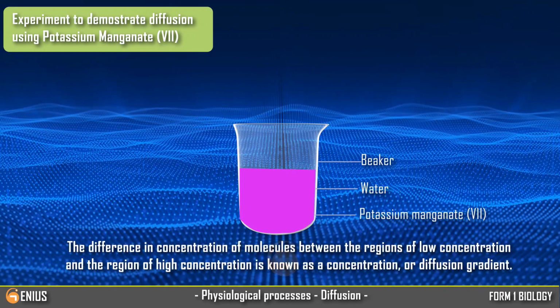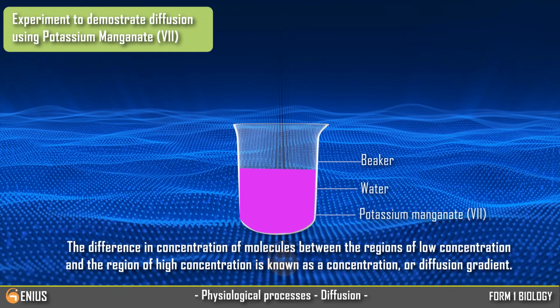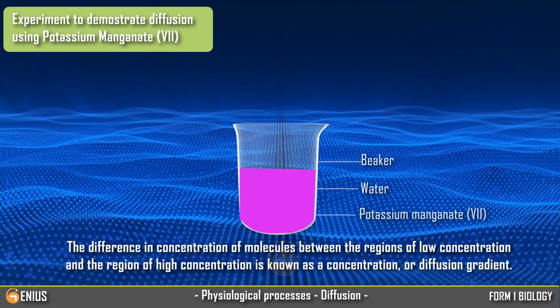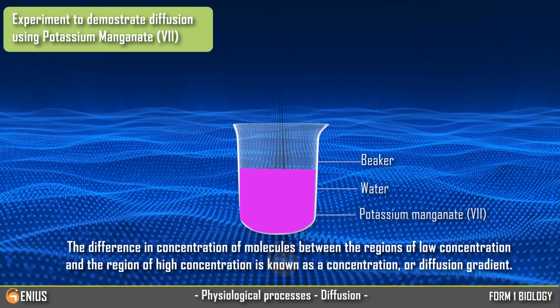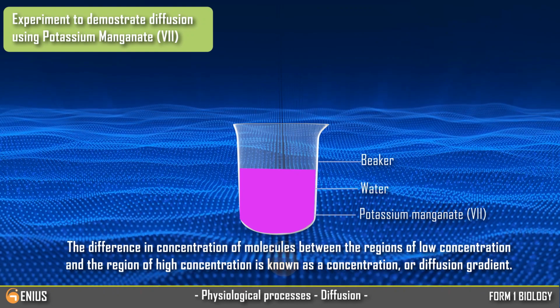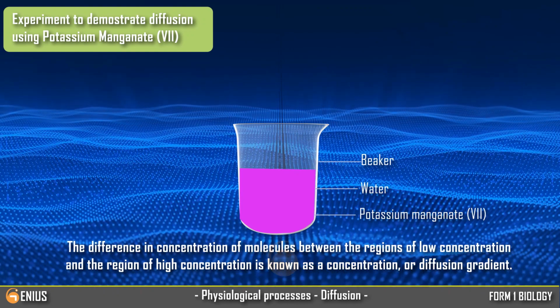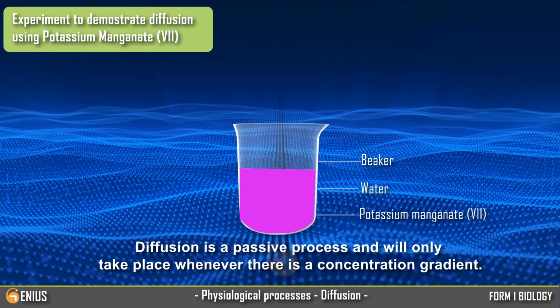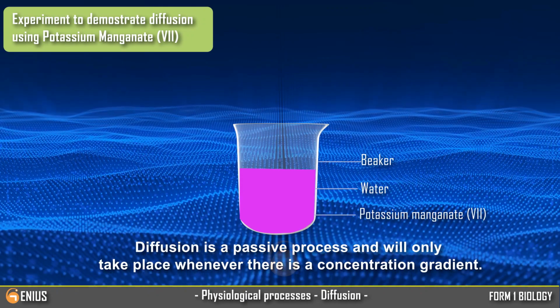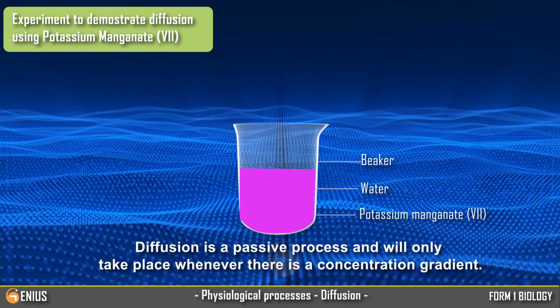The difference in concentration of molecules between the regions of low concentration and the region of high concentration is known as a concentration or diffusion gradient. Diffusion is a passive process and will only take place whenever there is a concentration gradient.